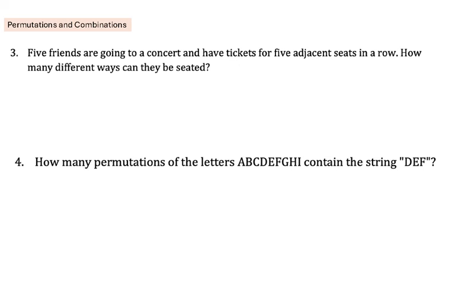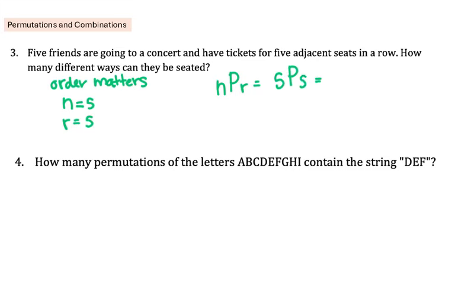We have 5 friends going to a concert, and we've got 5 seats in a row. How many different ways can they be seated? So again, the order matters, because if it's the same people but they're sitting in different seats, that's a different arrangement. So the order matters, which means we're talking about a permutation. We've got a total of 5 friends, and we're going to arrange them on 5 different seats. So we're choosing them all. So it's N permute R, which in this case is 5 permute 5. You can also write it as permutation 5, 5.